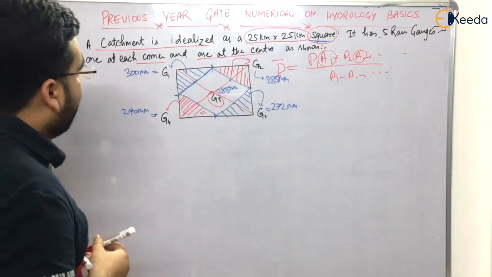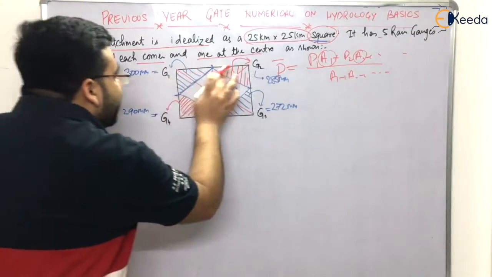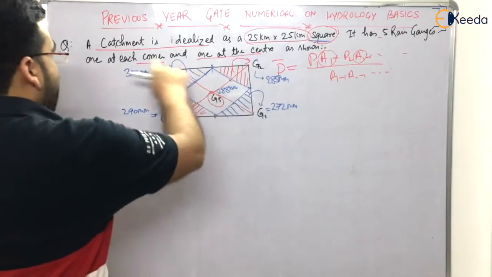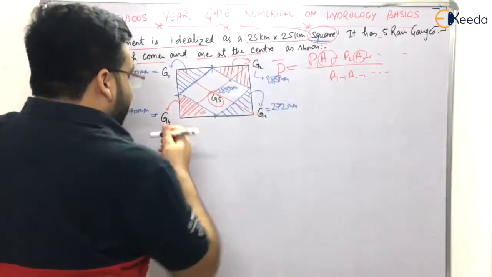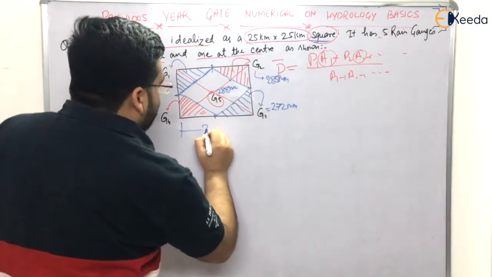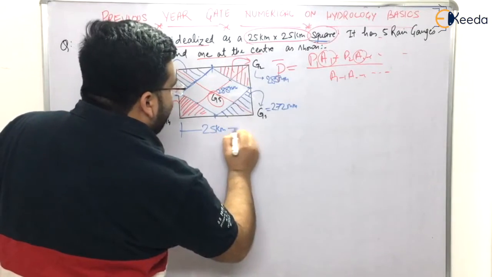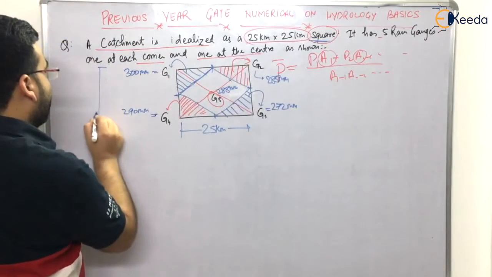Simple, right? Now the question is how to determine these areas. You know that it is 25 kilometers by 25 kilometers. So here you have 25 kilometers, and here also you have 25 kilometers.